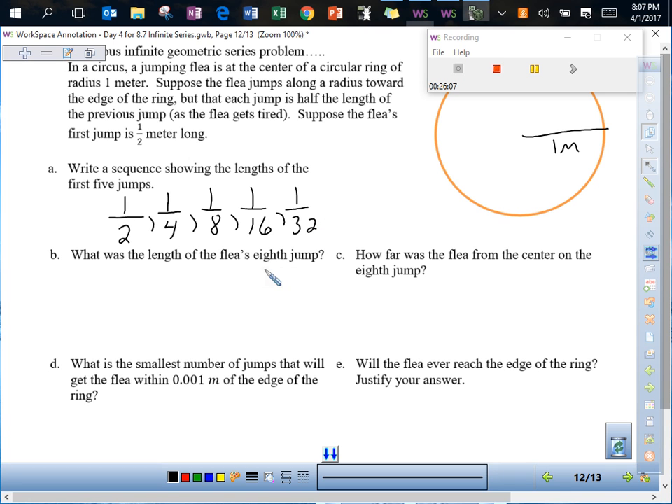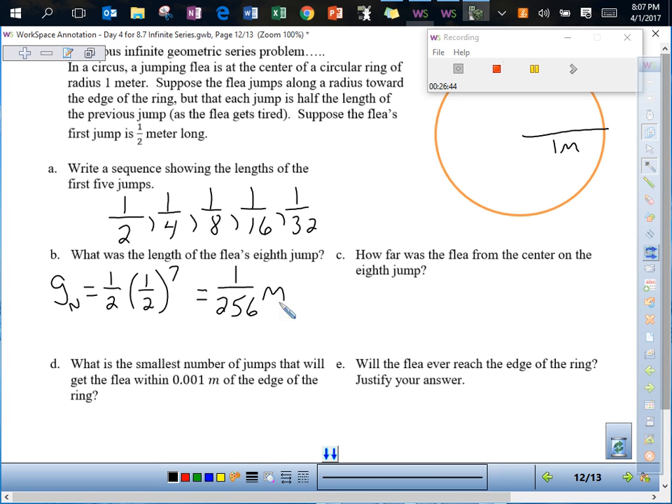It says, what's the length of the flea's 8th jump? Well, guys, 2 ways. You could do this 3 more times, or we could go ahead and use our geometric sequence formula, which says 1/2, g sub 1, times my r value to the 8 minus 1, which is 7. Run that through your calculator. Math, enter, enter. And it's 1 over 256th of a meter. So that's my part B.